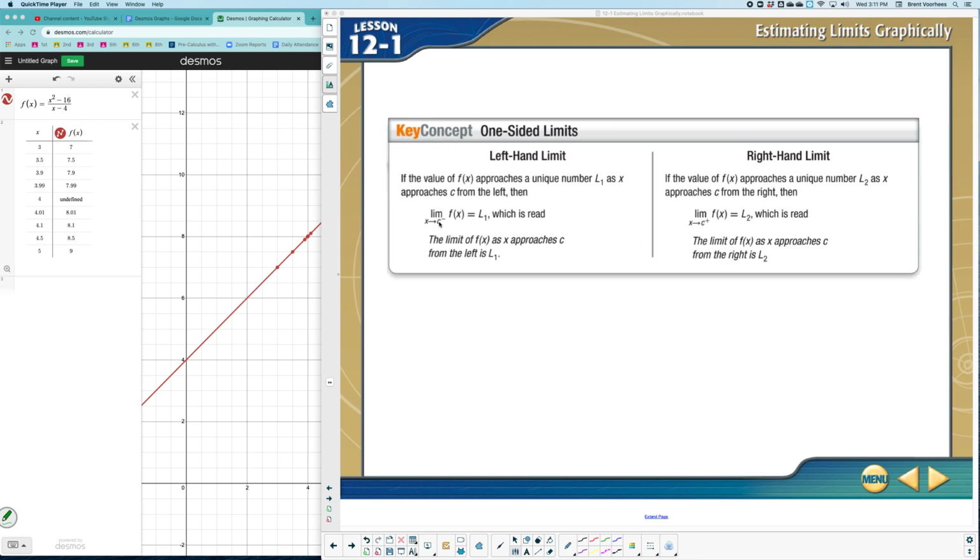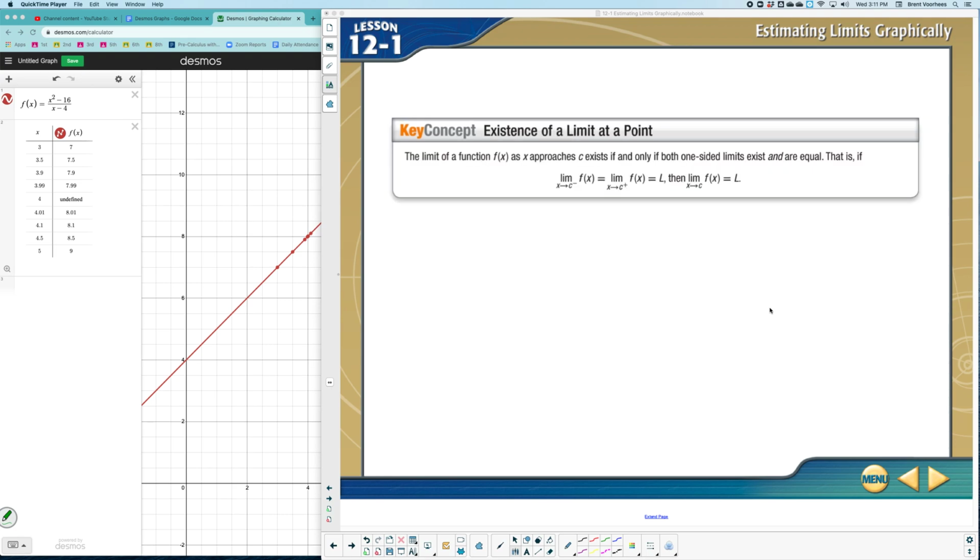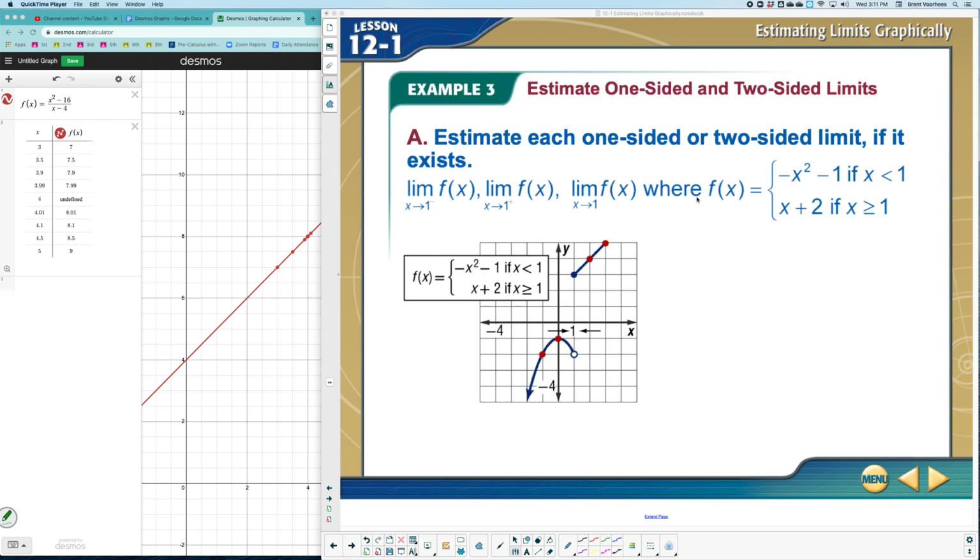We call the left-hand limit, and it'll be represented by this, as x approaches c with a little negative. That would be the left side, and if it were a plus, that would be the right side. Again, all this is reviewed from lesson 1-3. If we have a left-sided limit that equals the right-sided limit, we have a limit at that spot for the function. This is only true if the left hand equals the right. If the left does not equal the right, then we do not have a limit of that function at that point, which we'll see as we go along.